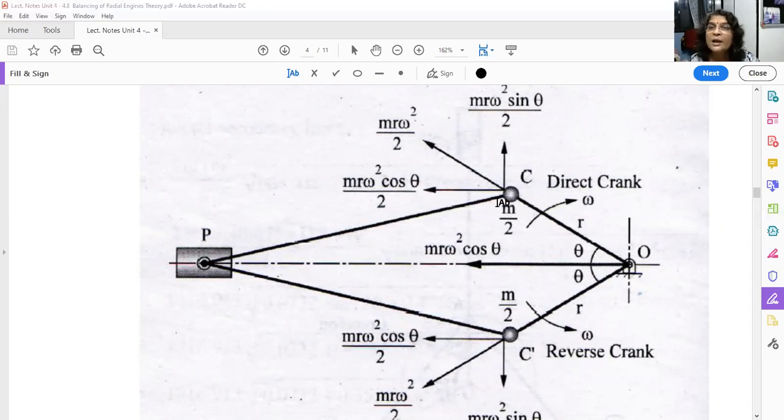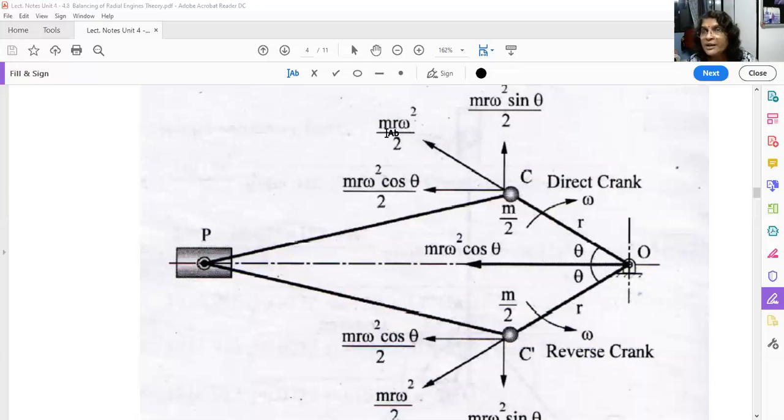Whatever the reciprocating masses are there, we imagine them at the crank pin. So what is the force developed by this crank pin? It is a centrifugal force, which we treat as an unbalanced force. So it is m r omega square by 2. Why 2? Because only half we have considered, m r omega square by 2. What is the magnitude of primary force? We have seen the maximum magnitude is m r omega square. So half of the primary force is m r omega square by 2.